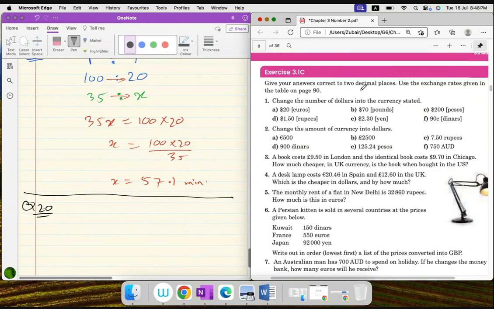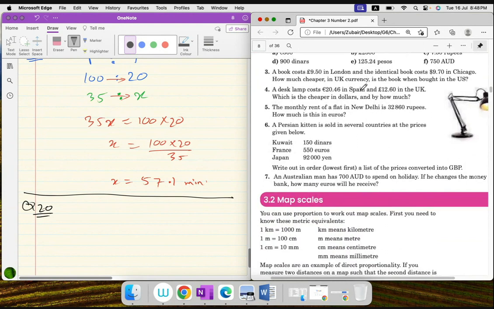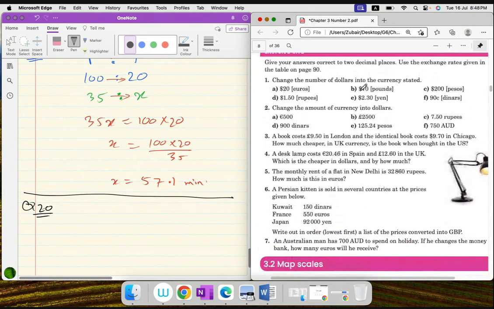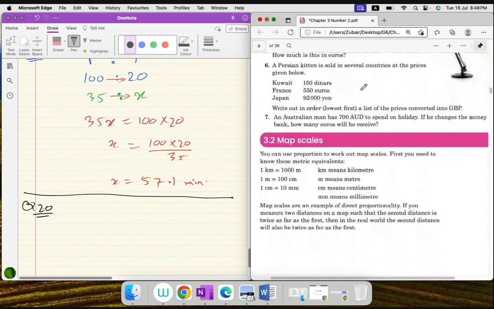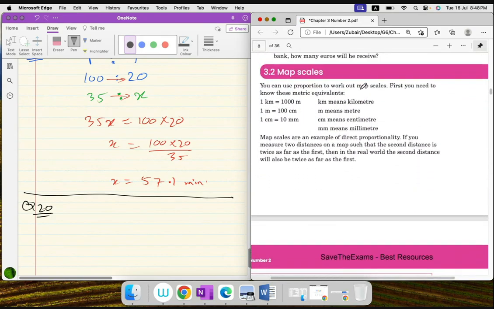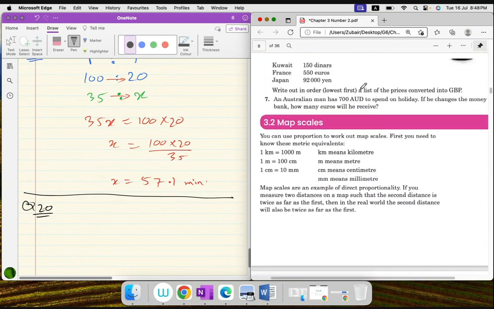So all this exercise throughout is directly proportional. Try it in your free time. This is a small exercise, 7 questions, 3.1C. Try to just finish it, and inshallah we'll cover the next topic in the next class.